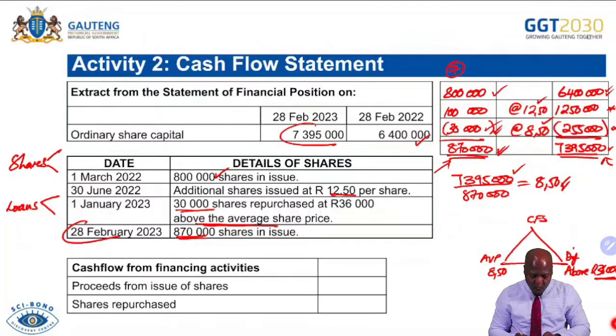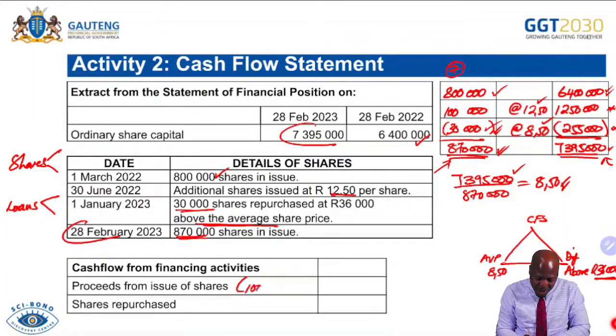Let's come here now. We want to see the proceeds from issue of shares. When we sold shares, how much did we get? Then we can quickly say, how many shares did we sell? We sold 100,000 shares. And at what price did we sell them at? 12 Rand 50. How much did we get?